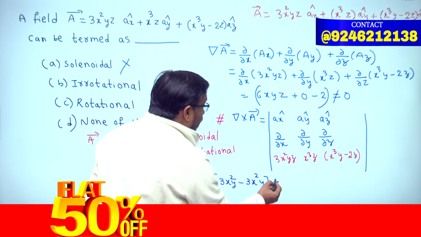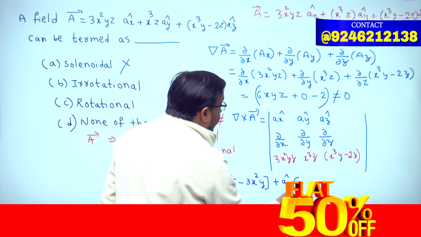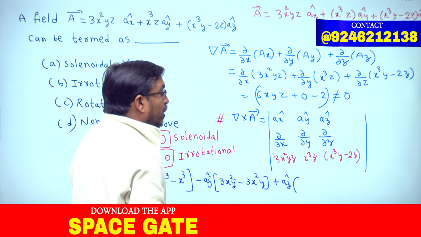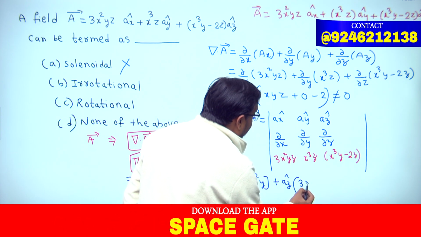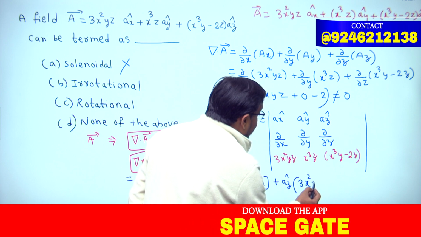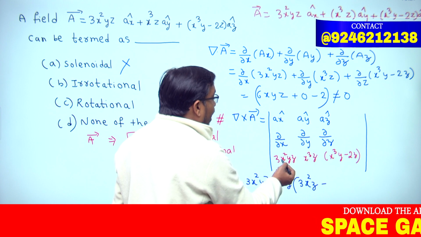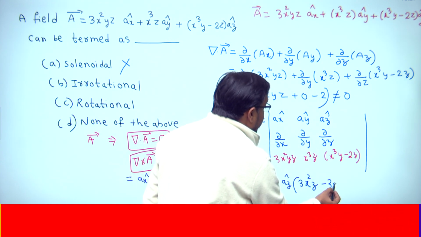And the third term, z cap times ∂/∂x of x³z, that is 3x²z, minus ∂/∂y of 3x²yz, that is also 3x²z.